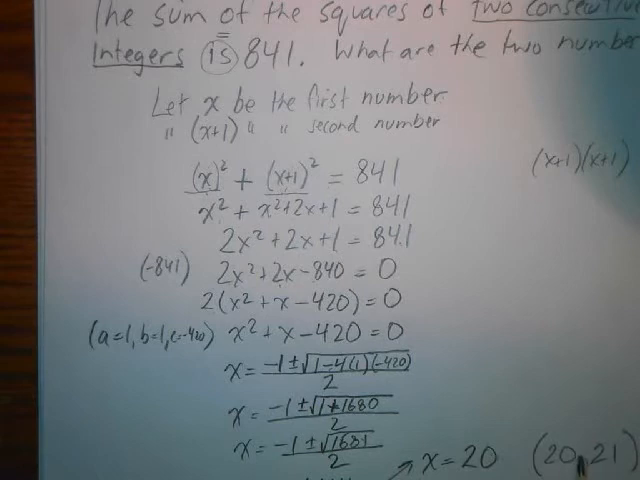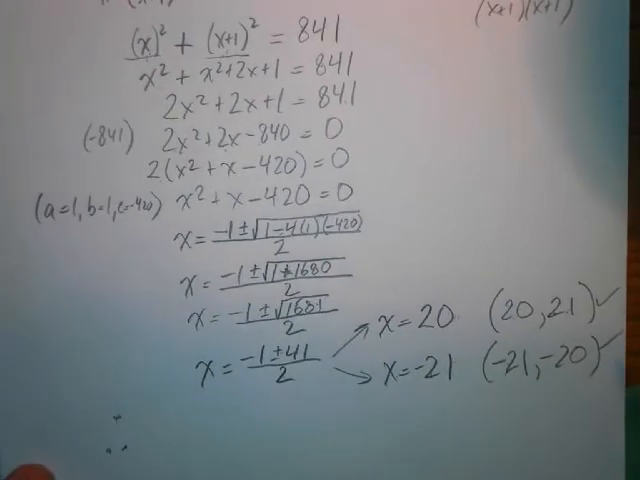If I square each of those, what do I get here? 441 and 400. Don't forget, negative times negative is positive. If I square negative 21, I get 441. If I square negative 20, I get 400. So both of these are valid pairs of numbers. Sorry if you didn't see that. These are the 2 pairs.